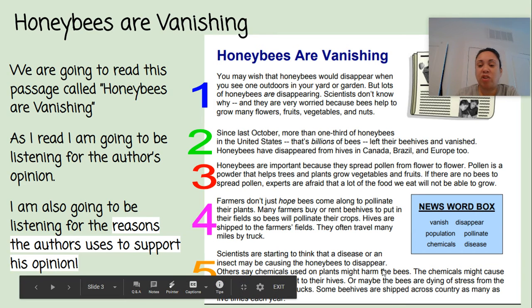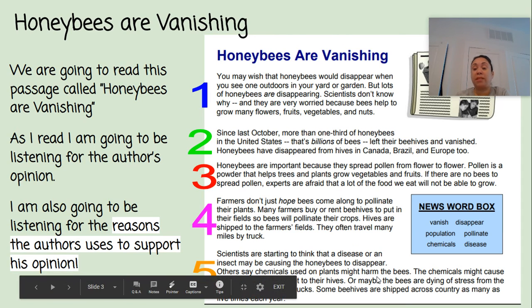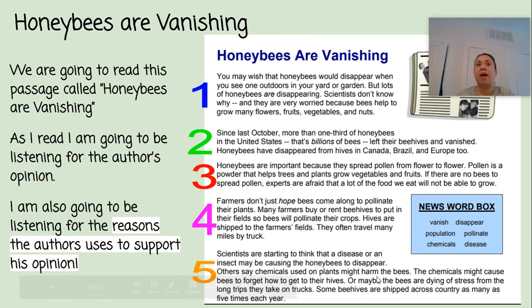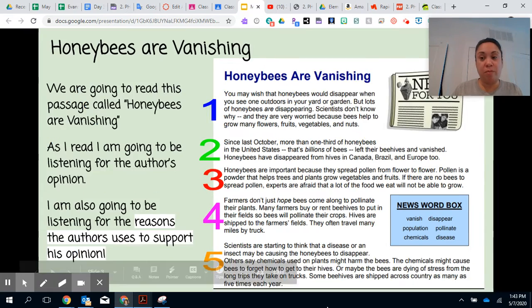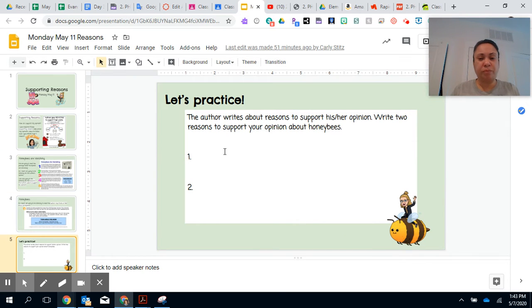It says scientists are starting to think that a disease or an insect may be causing the honeybees to disappear. That could be true. And then they say others say that chemicals used on plants might harm the bees. A lot of farmers use different types of chemicals to protect their plants, so they don't know if maybe those chemicals could be harming the bees. So I'm going to escape from here so I'm able to type so that you can see me typing.